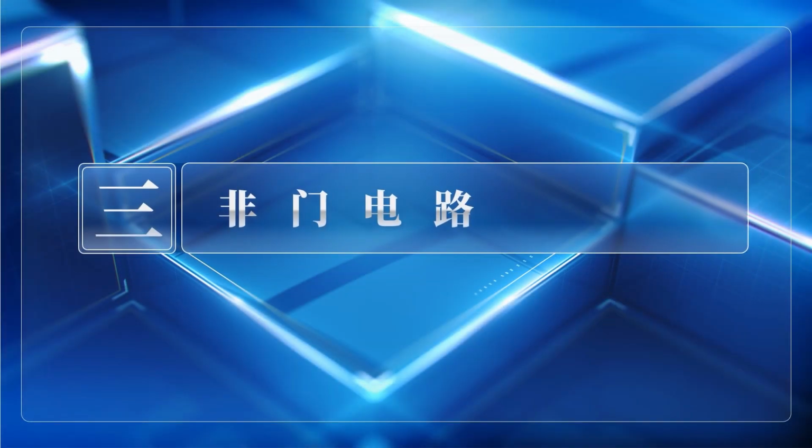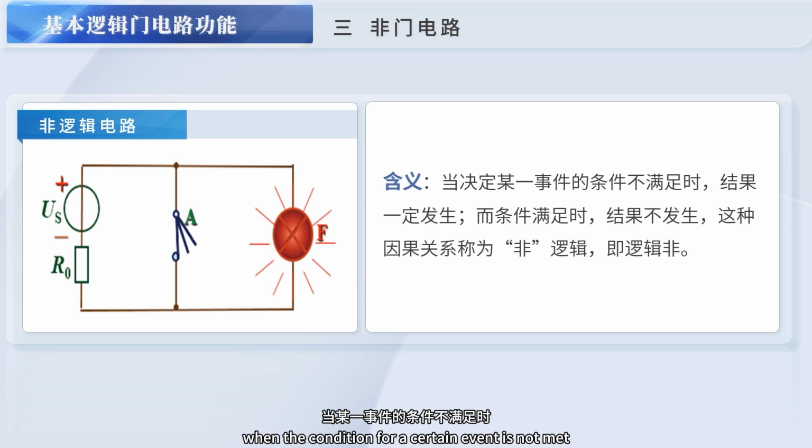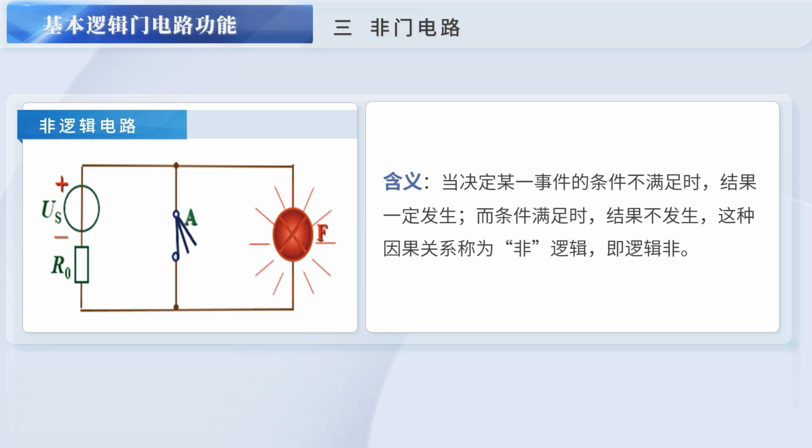Three, NOT gate circuit. When the condition for a certain event is not met, the result will definitely occur. But when the condition is met, the result does not occur. This causal relationship is called NOT logic. This is a NOT logic circuit. When switch A is open, light F turns on. When switch A is closed, the light F will not light up.